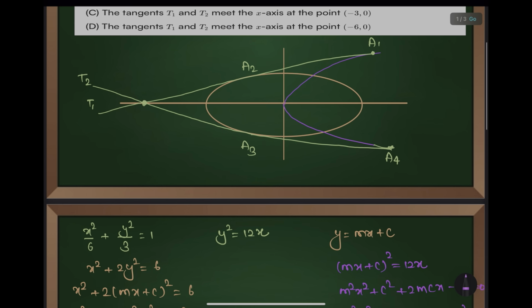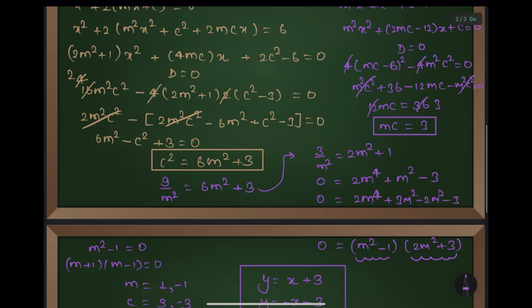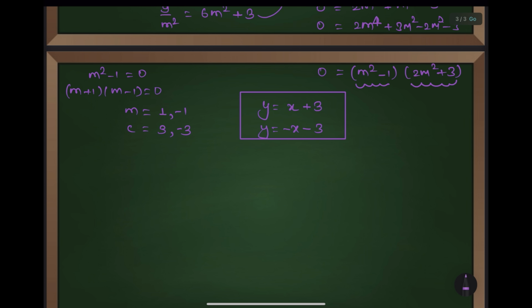Now look at this. I feel that the intersection of tangents is easy to calculate first. So I'll simplify to find out the point of intersection. For the point of intersection, I'll solve these two tangents. So y equals this, y equals this. I'll use the substitution method. So x plus 3 is equal to minus x minus 3. So it is 2x equals minus 6. So x equals minus 3.